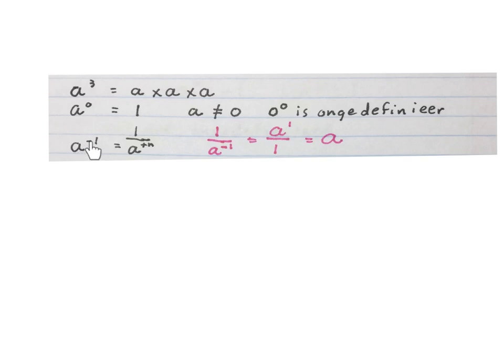If you have a base with a negative exponent, you will put it under a line, make the exponent positive, and put a 1 on top. If you have a 1 over a base with a negative exponent, you will bring it up over 1 with a positive exponent, which is the same in this case as a.